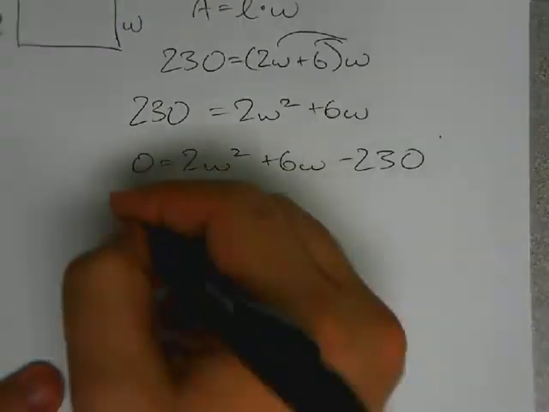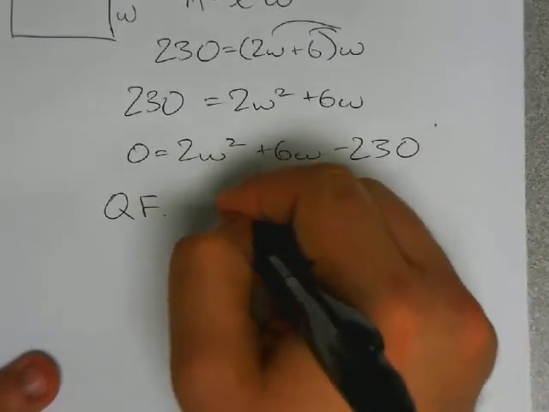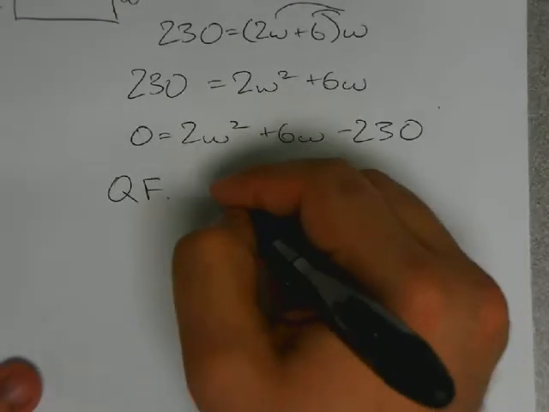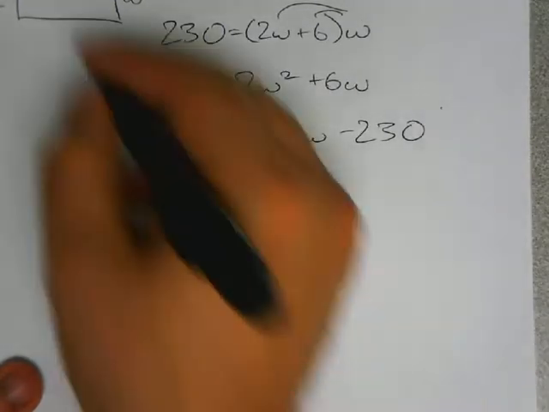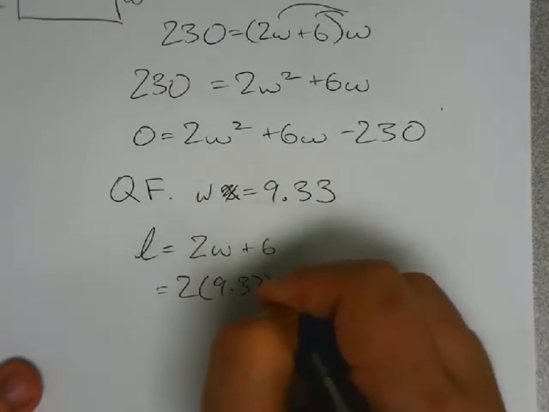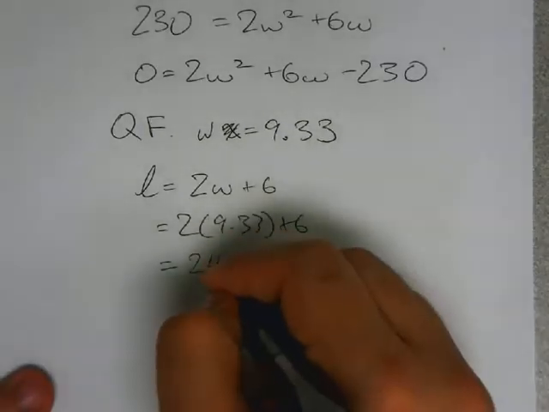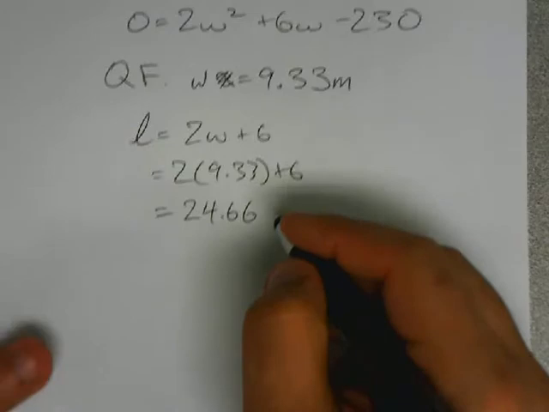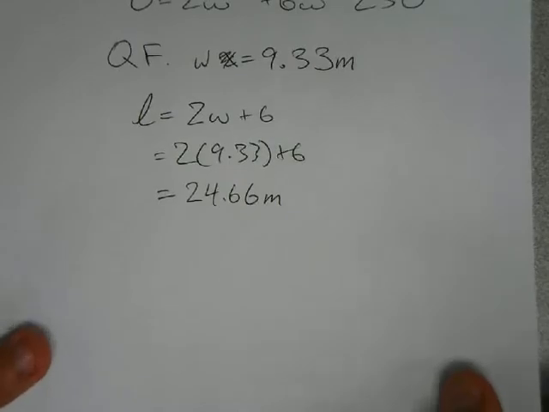Right? And now again, I use the quadratic formula. Okay? So you can try that out again. The positive x value that you get should be 9.33. Or sorry, not x value, it'll be a w value in this case. So the width is 9.33, and the length, remember, is 2 widths plus 6. So 2 times 9.33 plus 6. So that makes the length 24.66. And since this is meters squared, that means that the width is 9.33 meters, and the length is 24.66 meters. Okay? So that's that one.